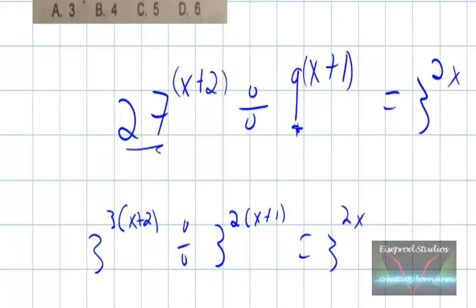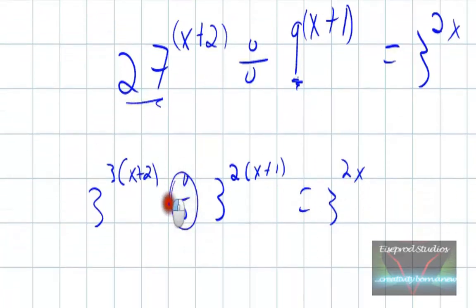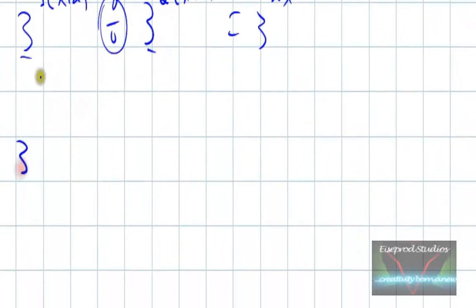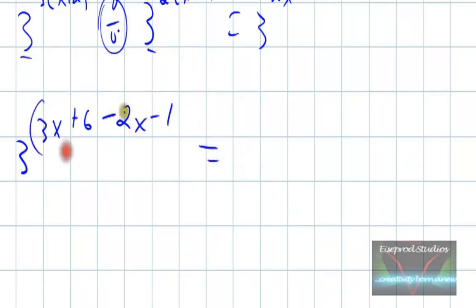Now that we have this, we can work with this division symbol and these 2 3s. So we can just leave it as 1 3 out here. We distribute this, and we're going to have 3x plus 6. And now since we use division, we're going to end up having minus 2x minus 2. And all of that is equal to 3 to the 2x.